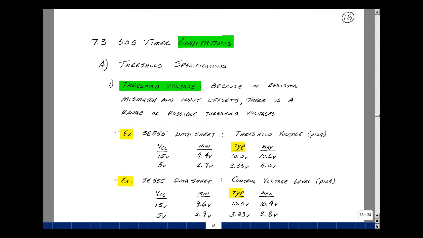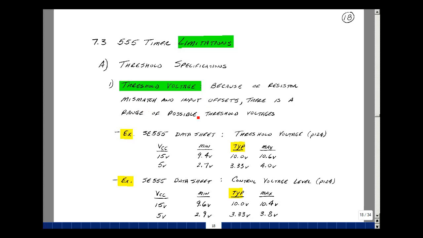Let's next take a look at the 555 timer data sheet. Start with the threshold specifications. Now inside the chip there are resistors, and they're fairly tightly matched, but they're not perfectly matched. That's going to change our reference voltage that we've been talking about calculating from. And there are also input offsets associated with the comparators that we have.